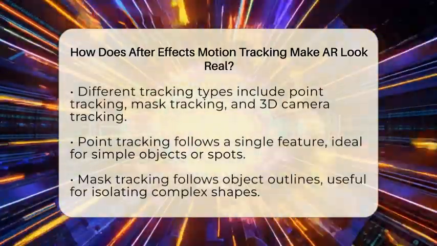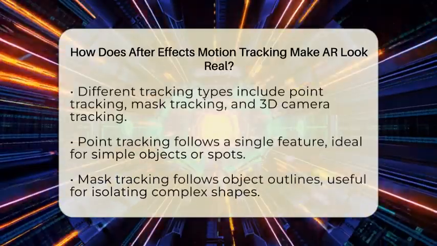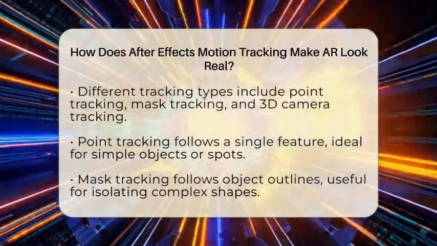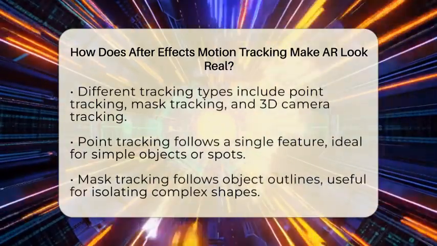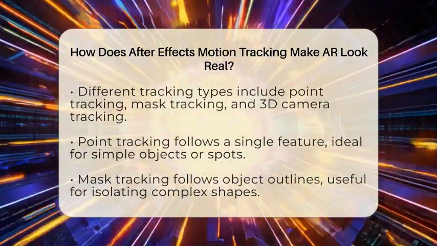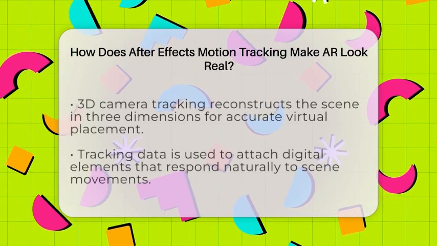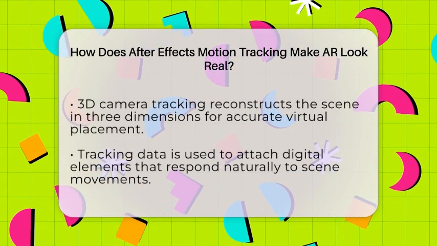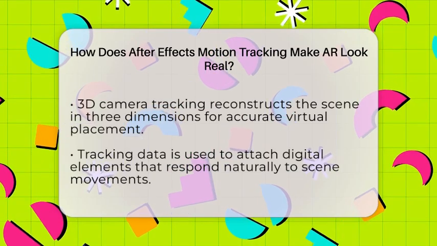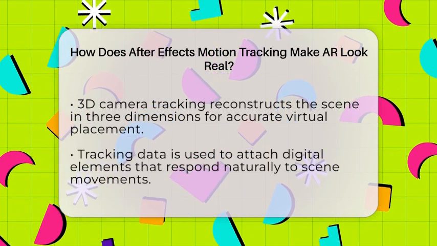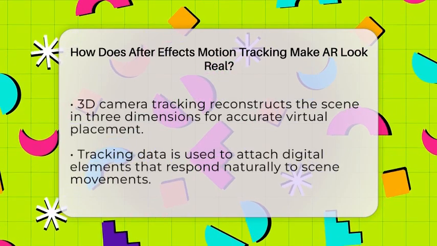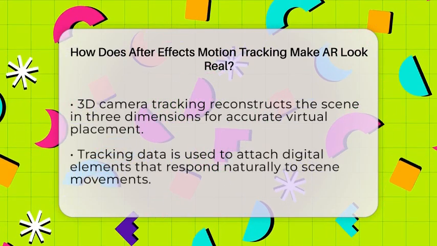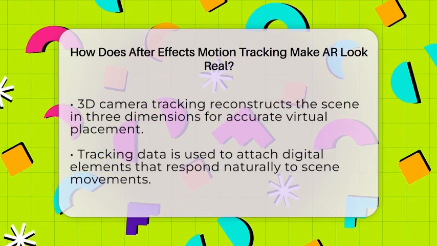Once you have the tracking data, you attach digital elements such as text, logos, or 3D models to the tracked points or camera. Because these elements inherit the movement data, they respond naturally to the scene's motion. For example, if the camera moves left, the virtual object moves left too, maintaining its position relative to the scene. This makes the augmented reality look seamless and convincing.